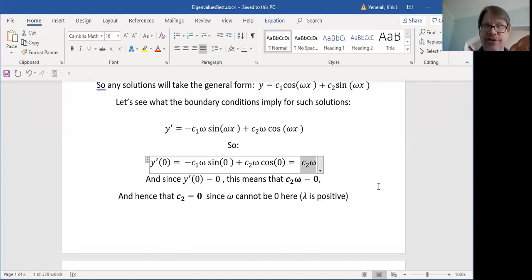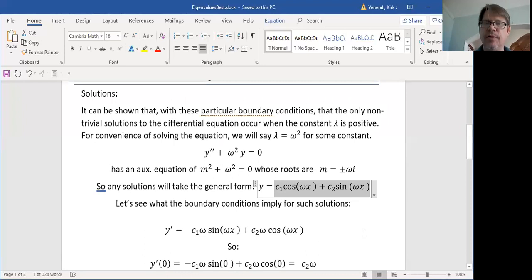In other words, if C2 has to be 0 and our original solution looked like this, the expression that is currently highlighted, if C2 is 0, that means that the second piece of our general solution, the sine piece, drops out entirely. And we'll only have the cosine piece. The solution has to take the form y equal to some constant times the cosine of omega x.